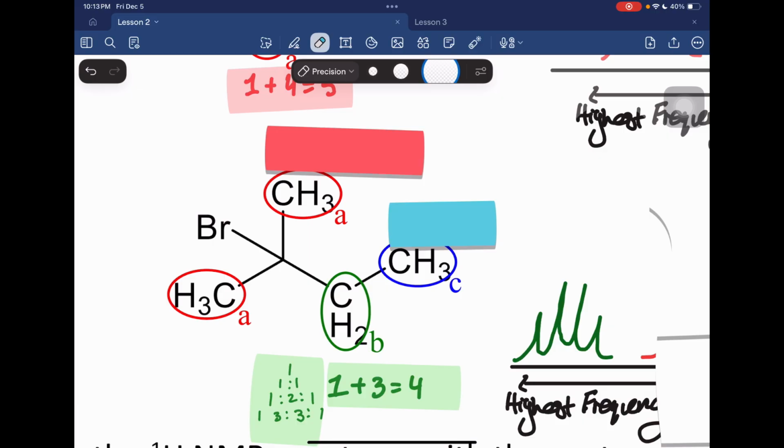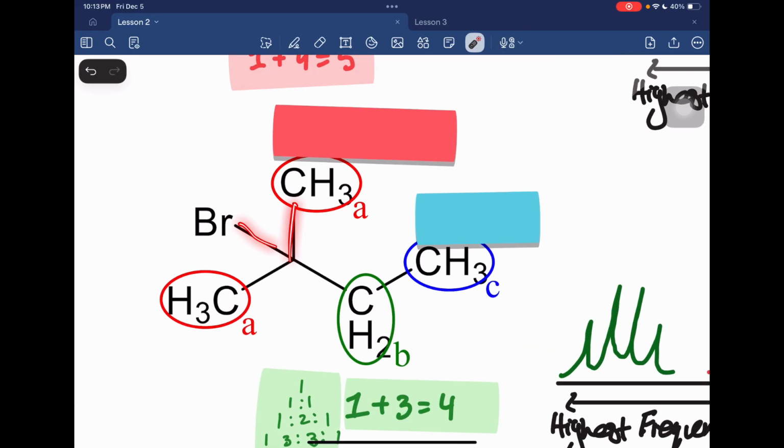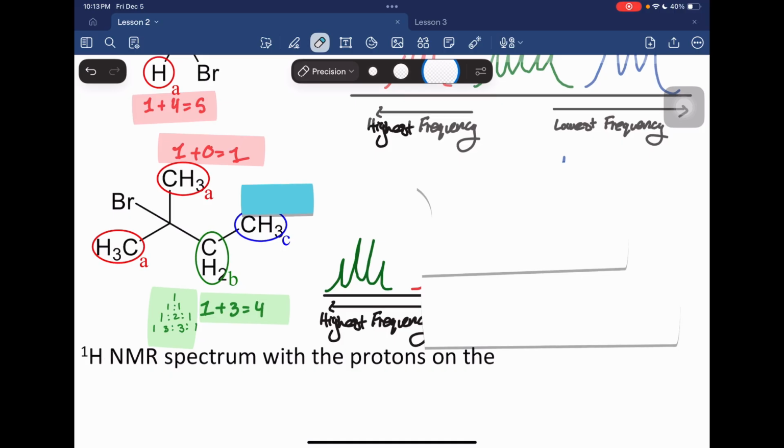Okay, so let's go to the second highest frequency next. And we knew already, because we said this is 2 bonds away, meaning this has to be the next highest frequency. So we calculate that, right? But this has a carbon right here that has no hydrogens attached to it. So our n plus 1, this one has no neighbors. So this is just 1 plus 0, which is 1, meaning this is going to be a singlet. And, of course, it's a singlet, and that's exactly what we have right here, a singlet.